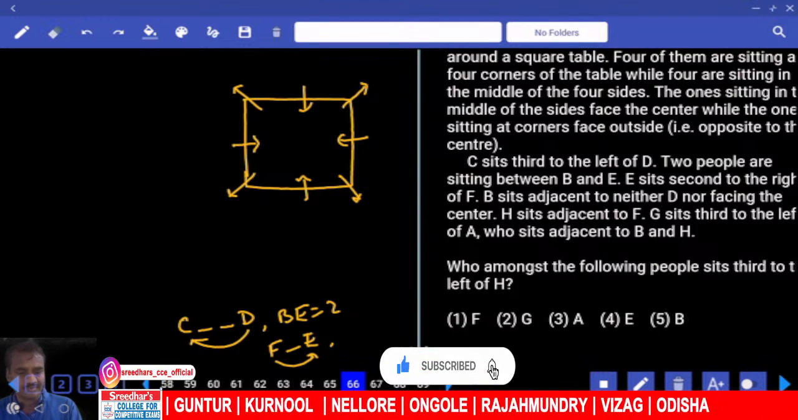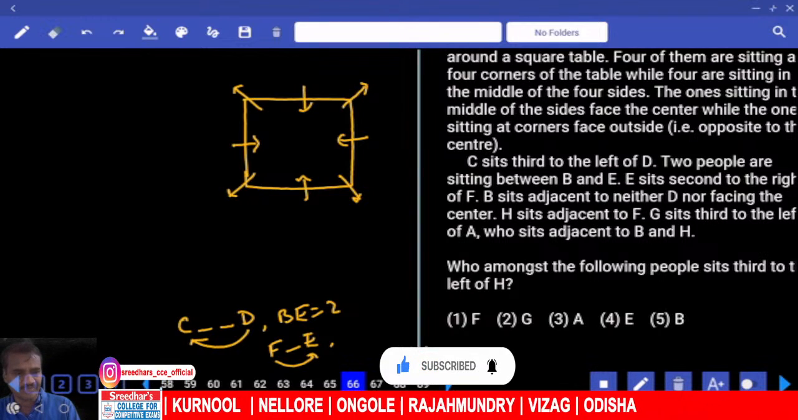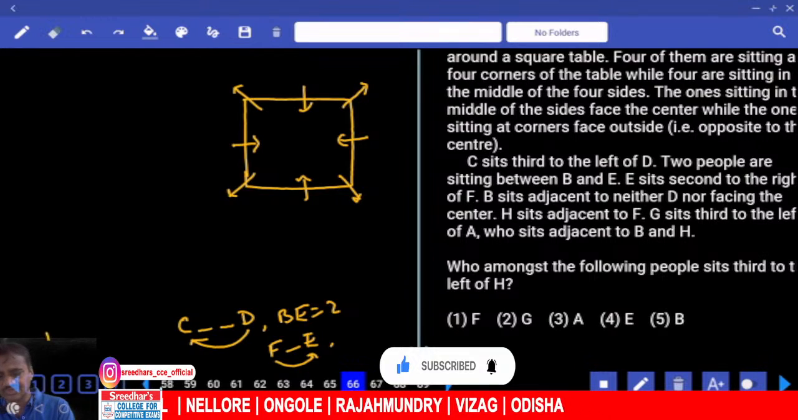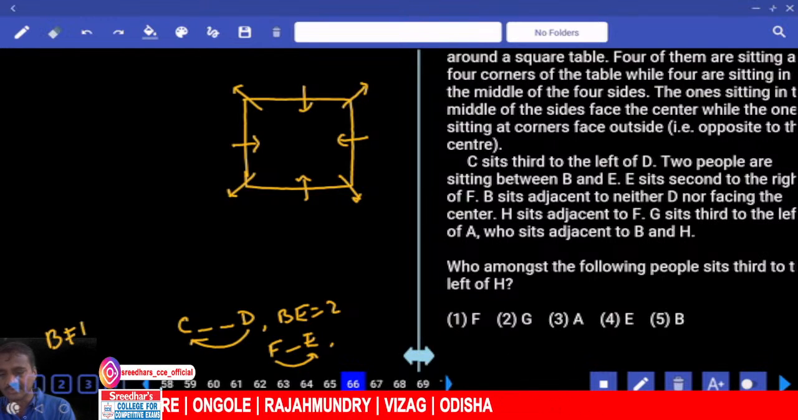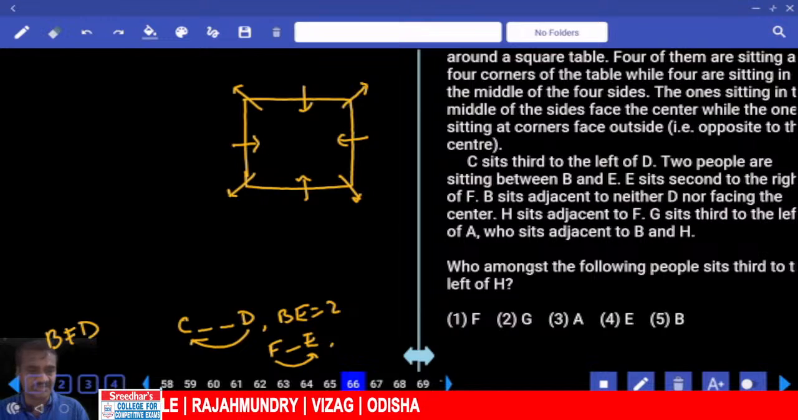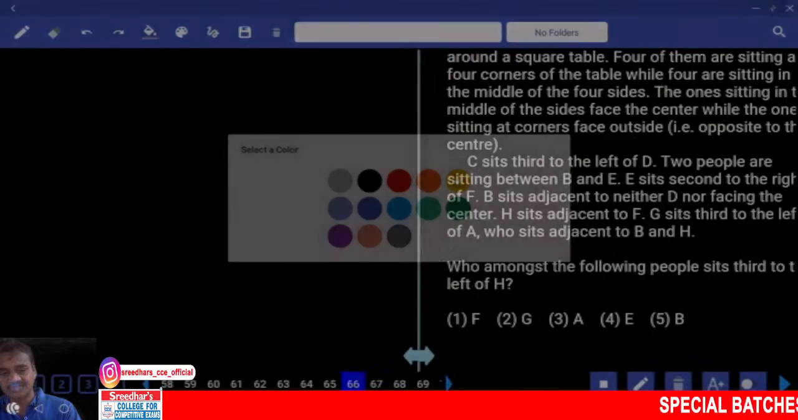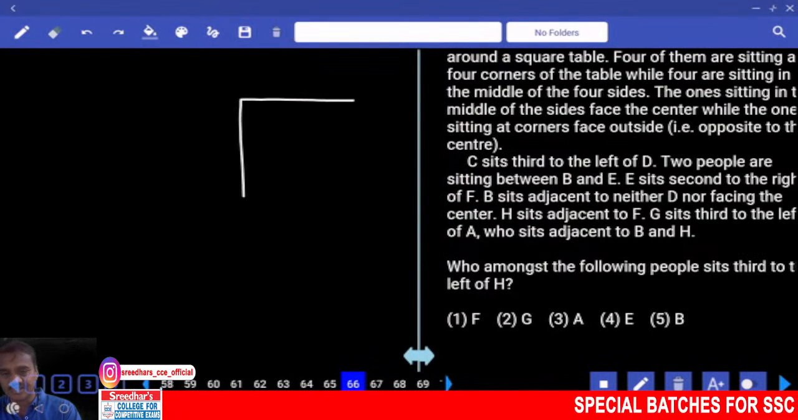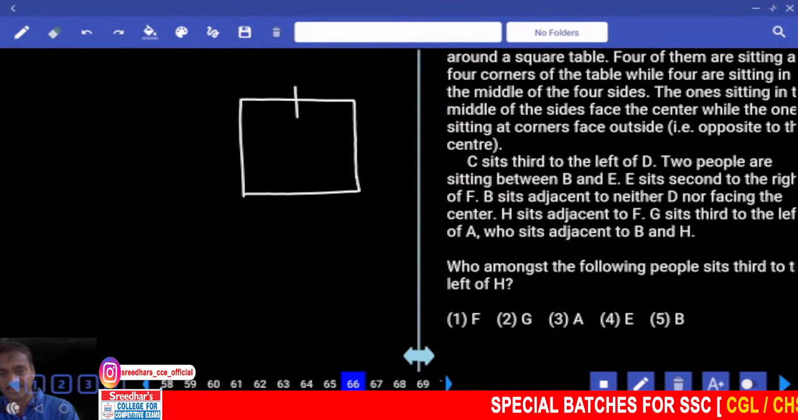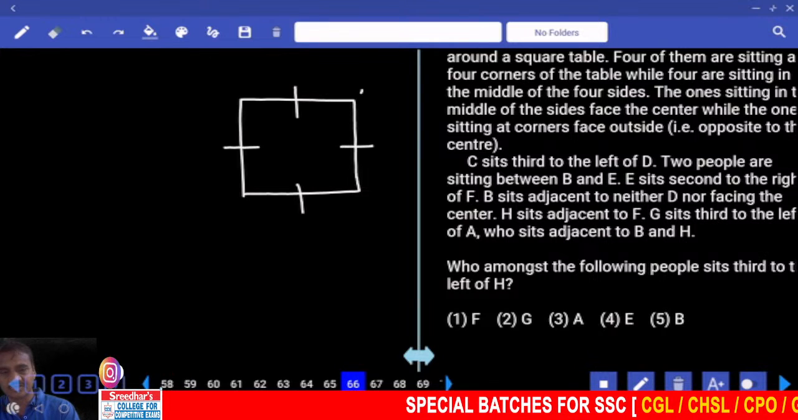And next one, B sits adjacent to neither D nor facing the center. As B is not facing the center, hence B must be away from the center. Now B is away from the center. As B is away from the center, how many possibilities do we have here?